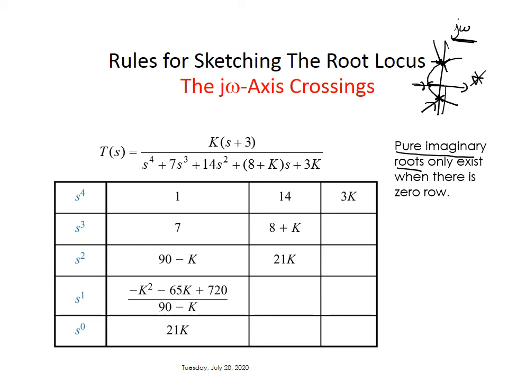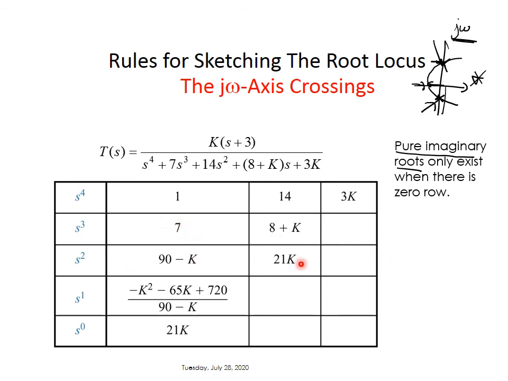The rule says that purely imaginary roots only exist when there is a 0 row. What does it mean, a 0 row? When a row of your Routh-Hurwitz table is completely 0. So we will verify in which row it could possibly be 0. Can this row be 0? No, it couldn't be 0 because the first two coefficients are 1 and 14. This one couldn't be 0 because there's 7 over here.